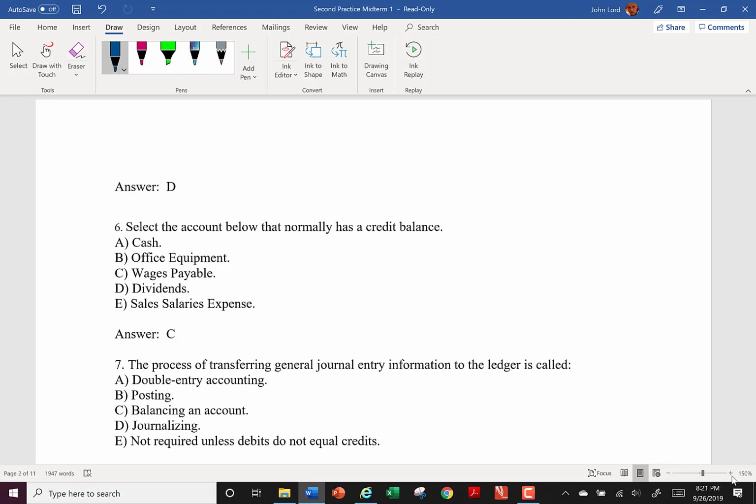Office equipment is an asset. Do we increase that with a credit? No, we increase it with a debit. How about wages payable? Wages payable is a liability. We increase that with a credit, so it should have a normal balance of a credit, right? Dividends, we increase those with a debit. Expenses, we increase those with a debit.